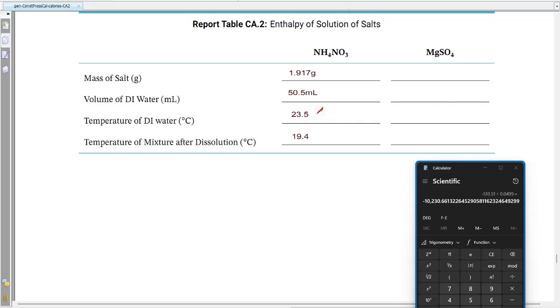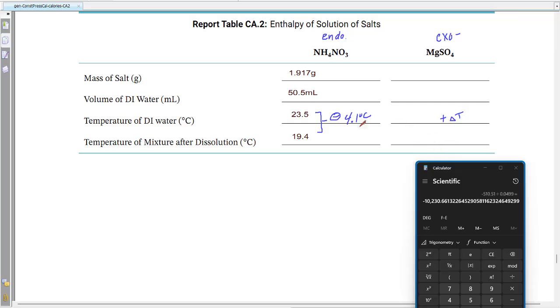But what I want you to notice here is that for ammonium nitrate, our temperature change goes from 23 degrees down to 19. Right, so that's a negative temperature change, negative 4.1 degrees C. And that's because this is an endothermic reaction. All right, this might be in those cold packs. That's reducing the temperature. It's going to feel cold. Magnesium sulfate, although I didn't put the numbers here, magnesium sulfate dissolution is exothermic. And so you're going to get a positive delta T. But otherwise, the mechanics of what we're going to do here are the same.